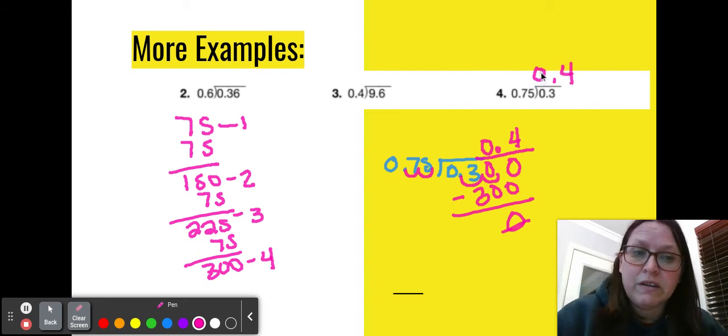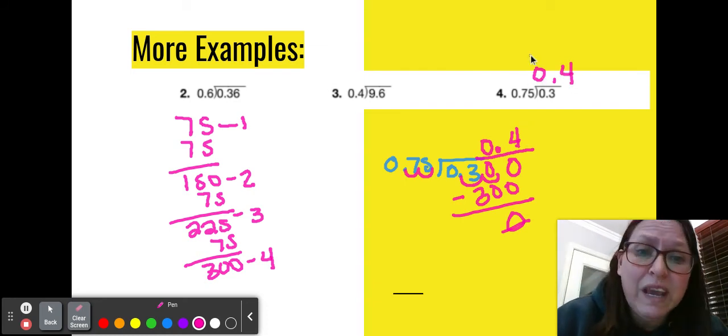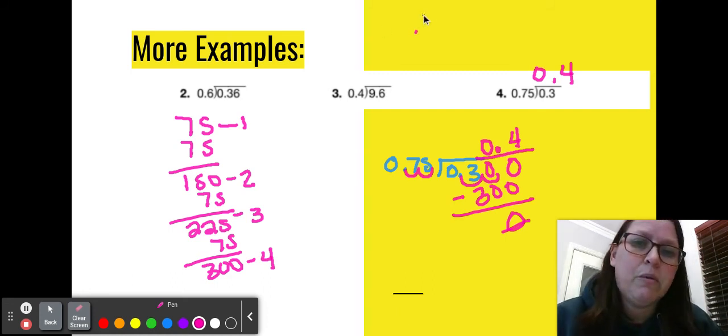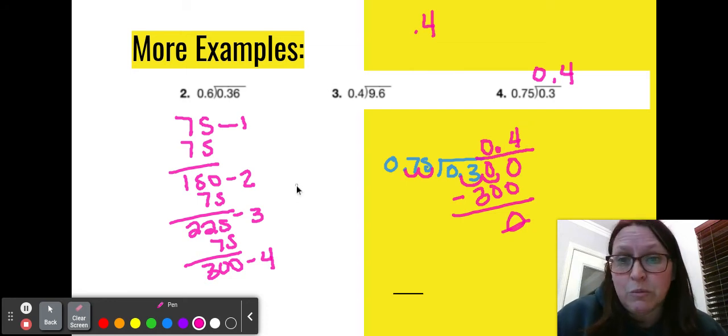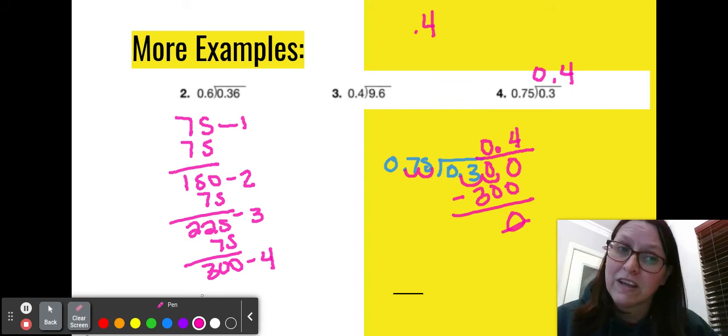If you have a 0 in front of your decimal place, you always put that 0 in your answer. Do not just put .4. That is very easy to miss that decimal point. And I know in junior high and high school, when you do that, they will mark it wrong. So get in the habit of putting a 0 in front of it now.